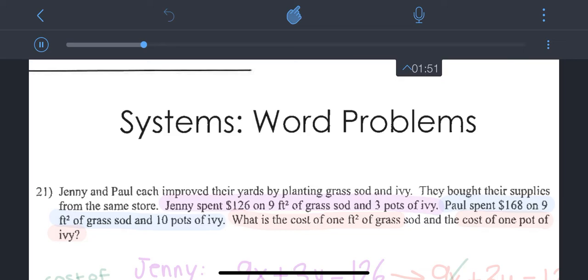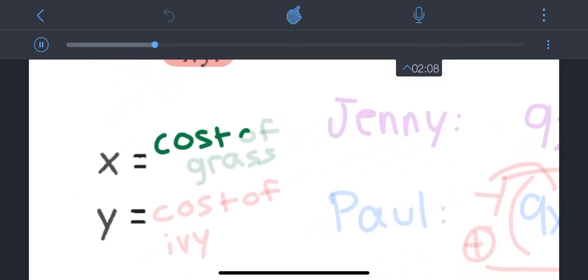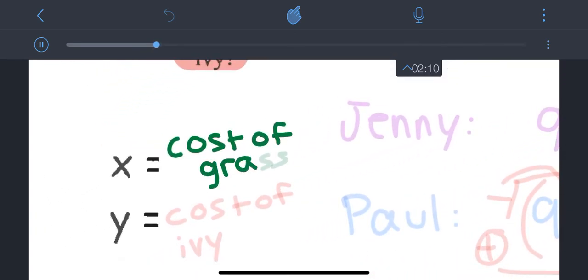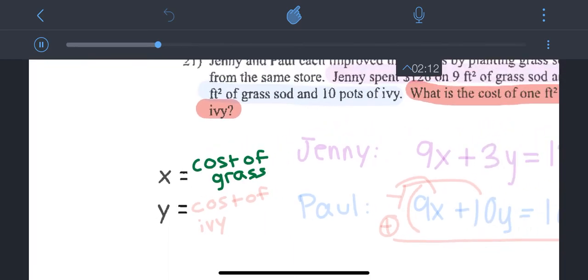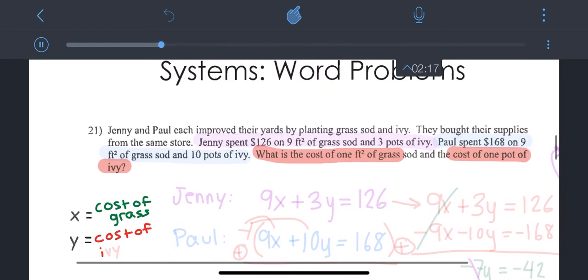So you see how this one says, what is the cost of the grass? And what is the cost of the ivy? That right there is your X and Y. So we're going to say X is the cost of grass. And we're going to say Y can represent the cost of ivy. Okay? So that's probably the most important part, is defining those two things.